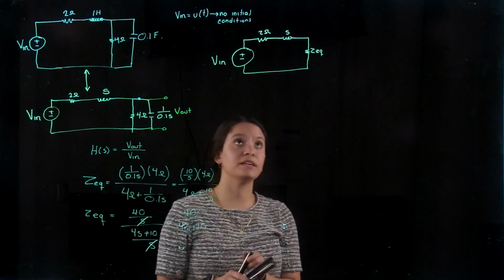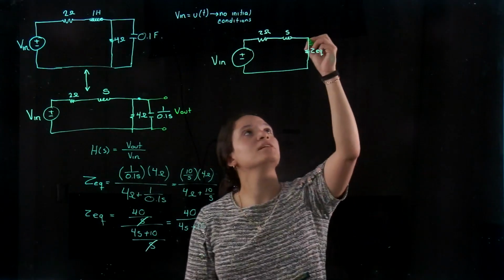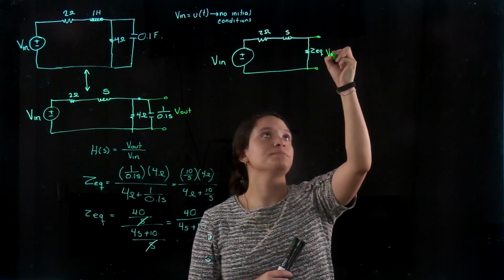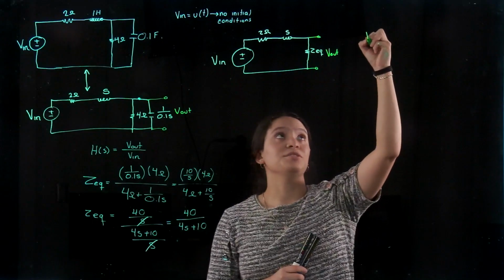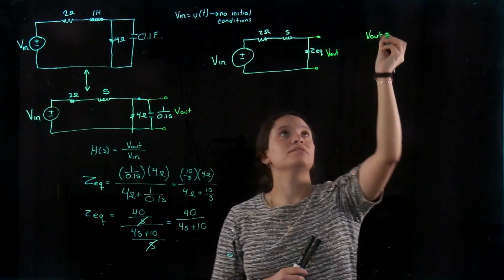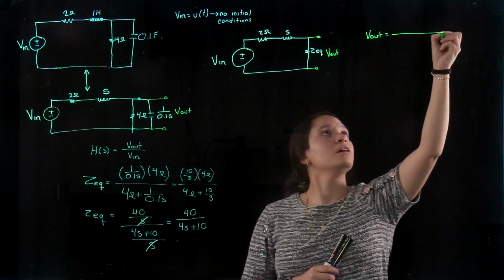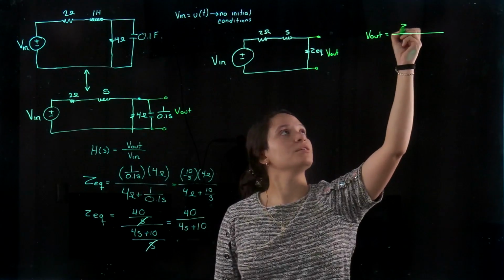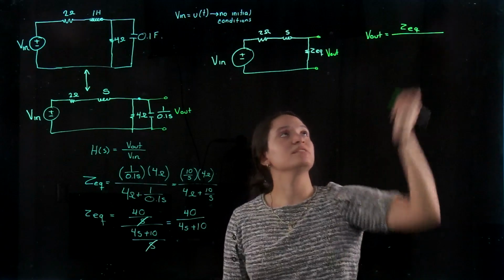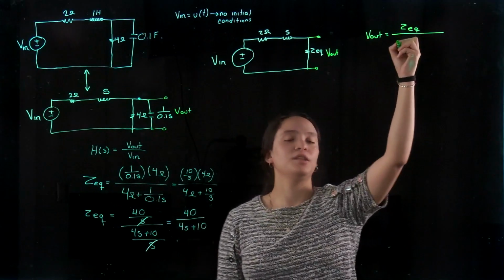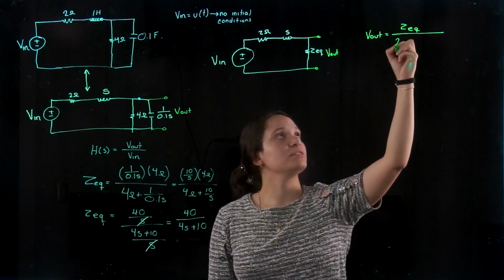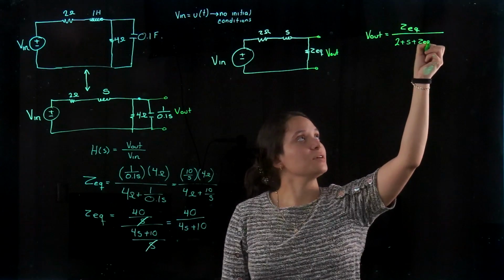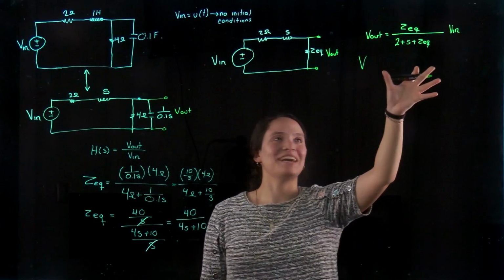In order to find V out, which is right here, we do a voltage divider, and it's going to look something like this. V out here, we have the impedance of interest, which is C equivalent, divided by total impedance, which is 2 plus S plus C equivalent. Now that we have that, let's plug it in.